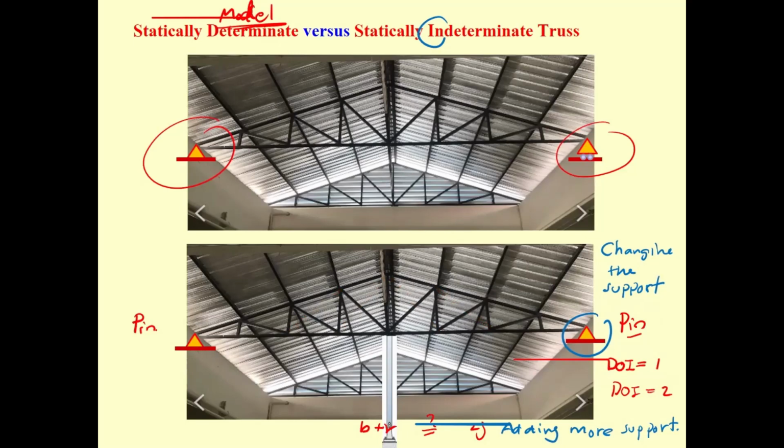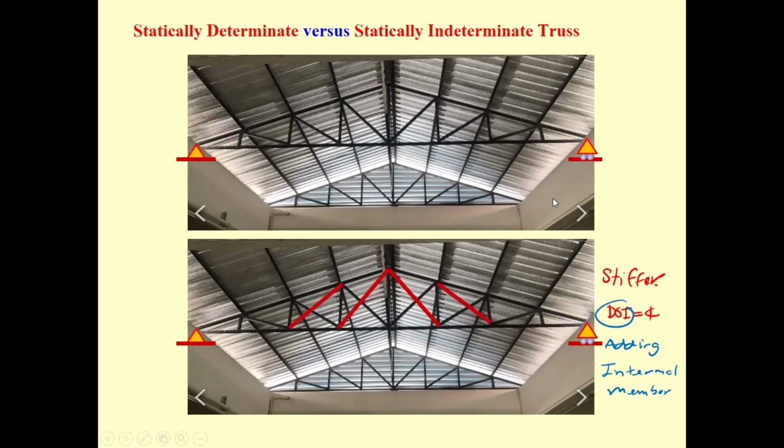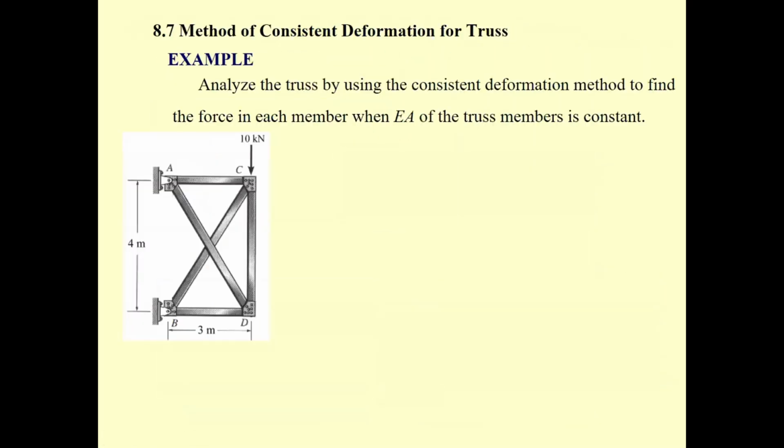Adding more members makes the task indeterminate. This is a kind of external factor, while the one over here is a kind of internal member. The problem that we are going to solve for the statically indeterminate task can be classified into two types: one is internal degree of indeterminacy, and the other is external degree of indeterminacy.